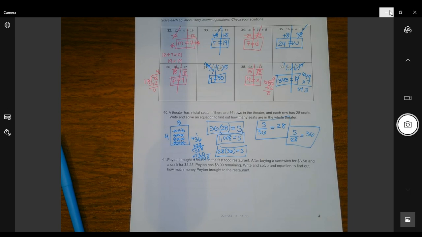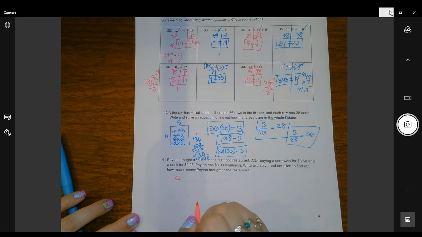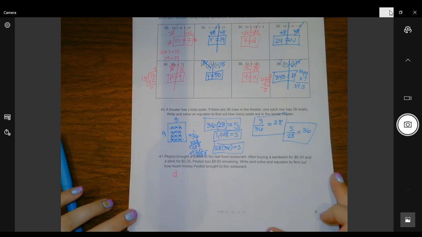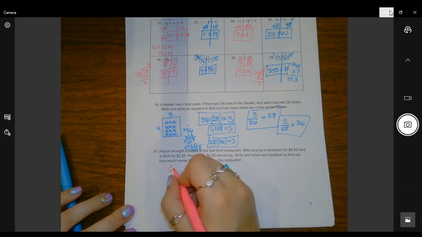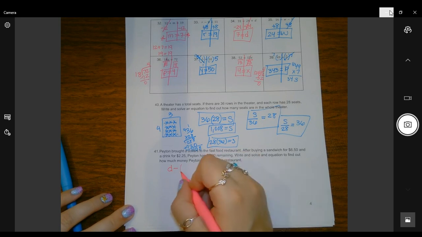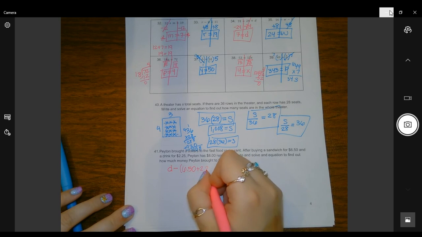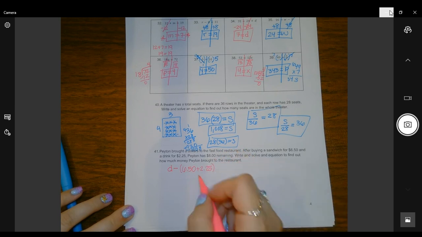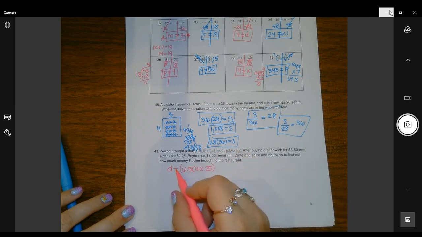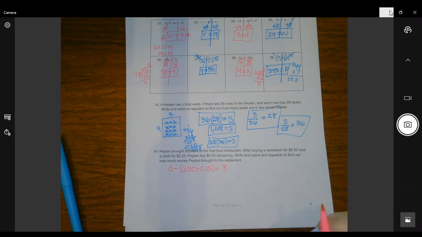Okay, so I brought some amount of money. So that's how much I have. When you spend money, what happens? It goes away. Okay, so I'm going away with how much out of my pocket? A $6.50 and a $2.25, right? So add these together and then subtract that from this. And then that's going to be equal to how much money I have left.